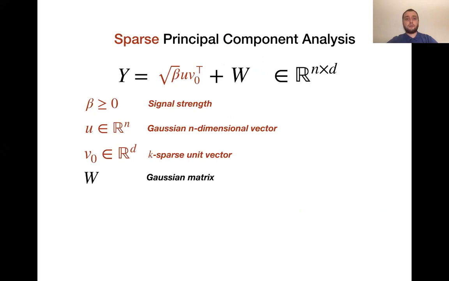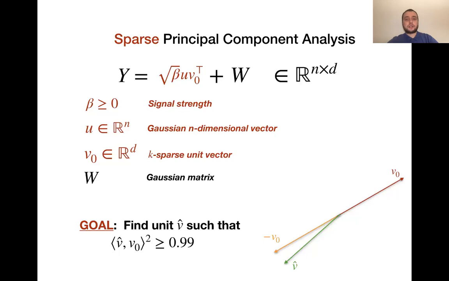So the Sparse PCA problem: an instance of the Sparse PCA problem is a matrix Y with dimensions n by d. It is a sum of a rank 1 matrix and a standard Gaussian matrix W. The rank 1 matrix is a product of some positive number root beta, which is called the signal strength, a standard Gaussian n-dimensional vector U, and a k-sparse unit d-dimensional vector V0, where by k-sparse we mean that it has at most k non-zero entries. We assume that the entries of W are IID standard Gaussian variables.